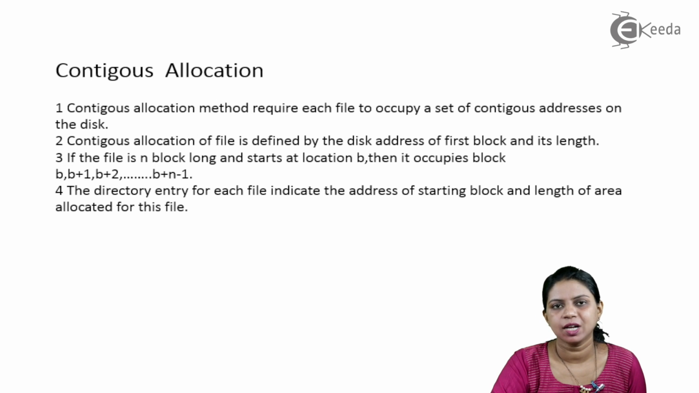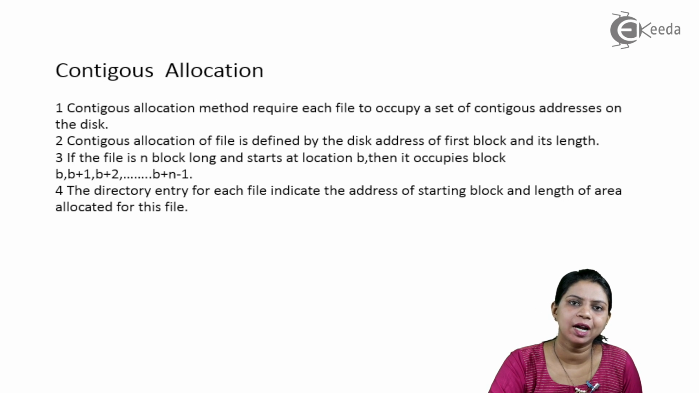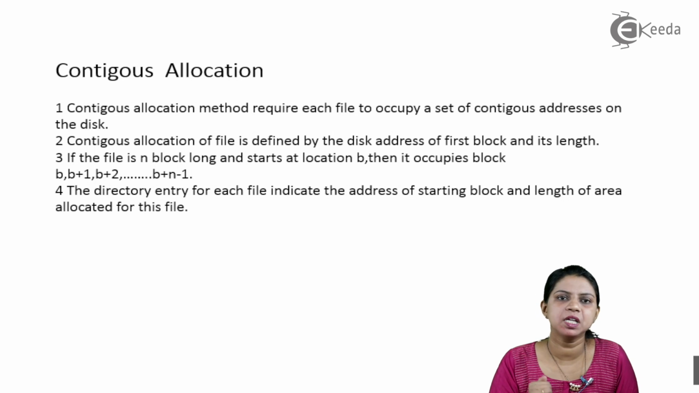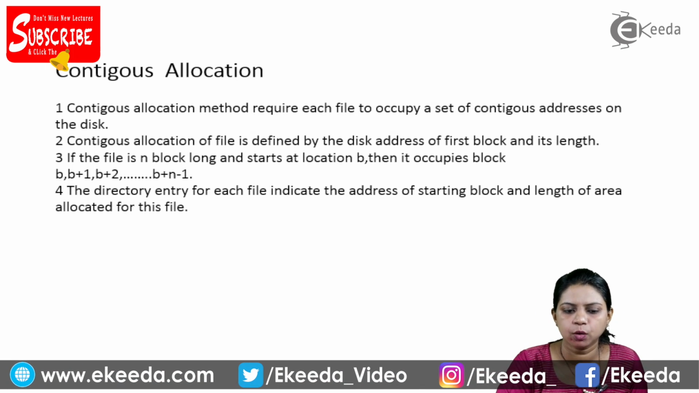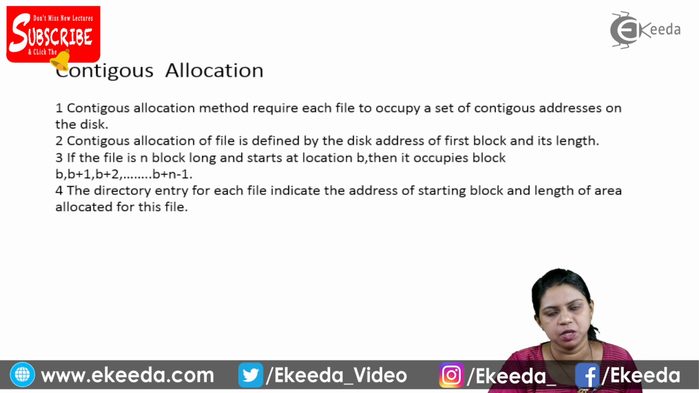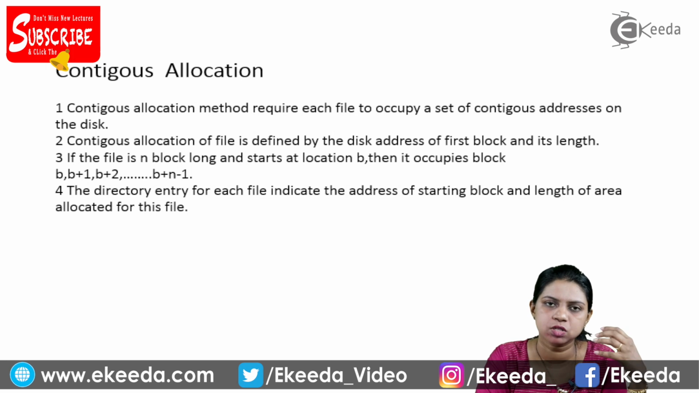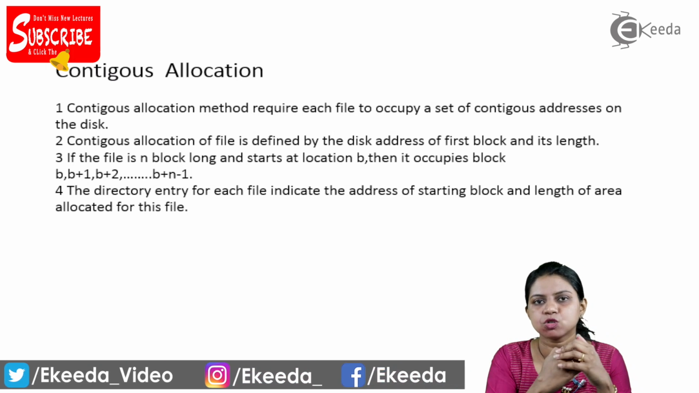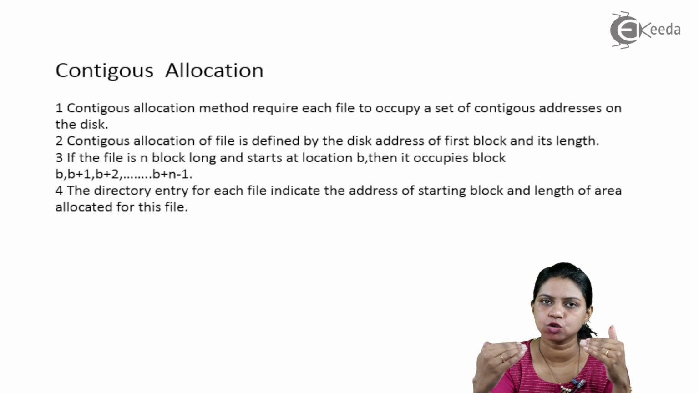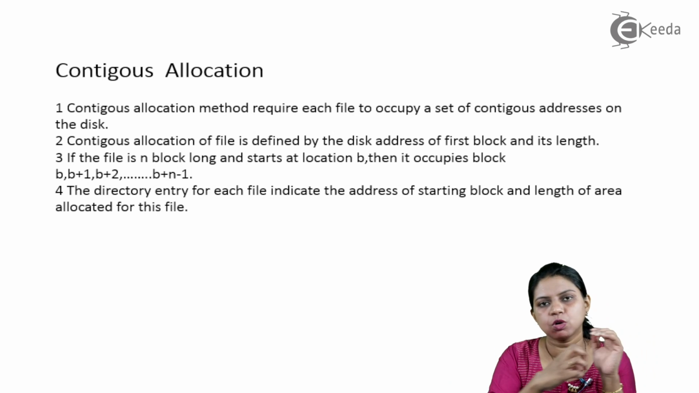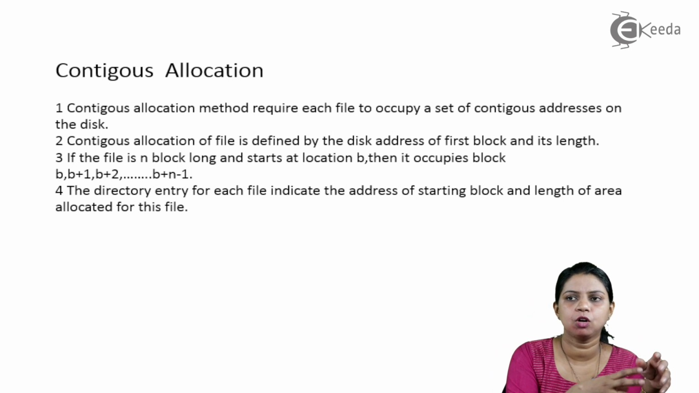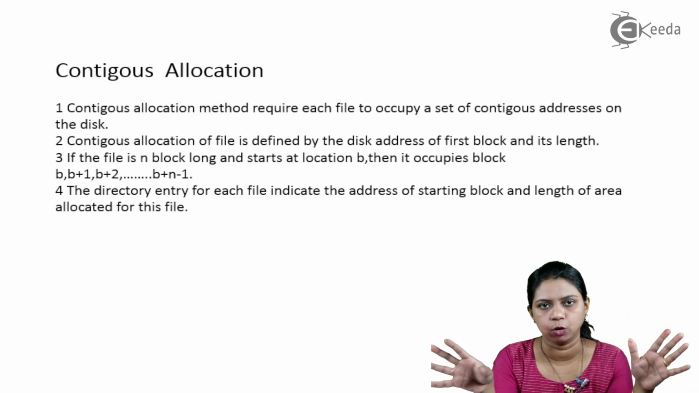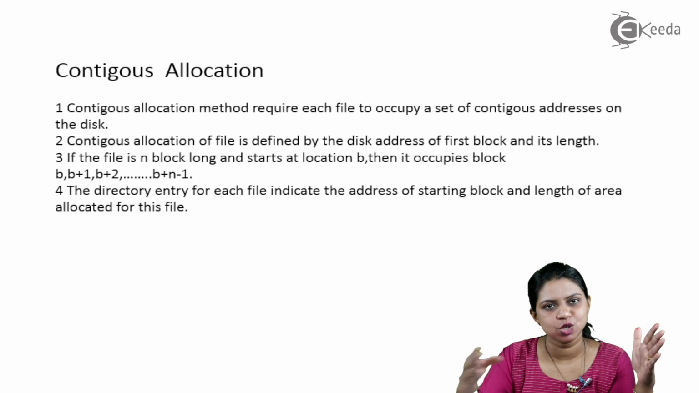What is contiguous allocation? In contiguous allocation, we allocate space in a contiguous way. It means addresses will get allocated contiguously. The contiguous allocation method requires each file to occupy a set of contiguous addresses. Suppose my first block is stored at 1001, then obviously my next block will be stored at 1002, then the next at 1003. This type is called contiguous allocation. If you allocate the first block at 1001 and the second block at 1005, then this is not allowed. You have to allocate space in a contiguous way.